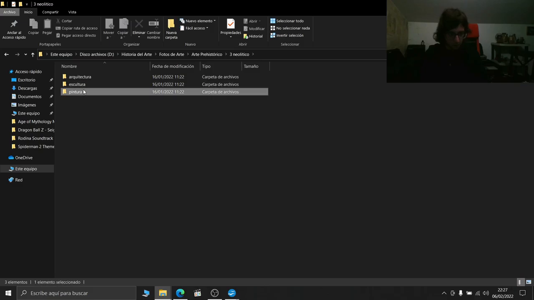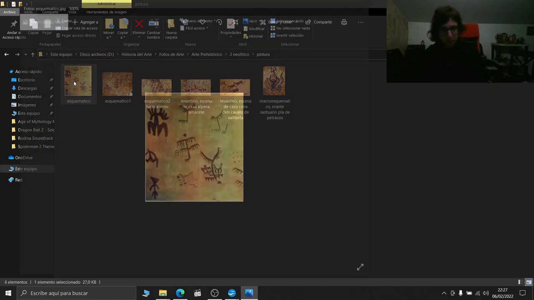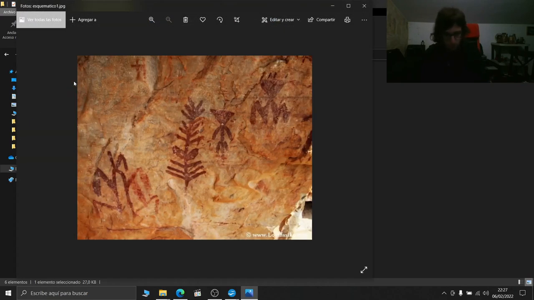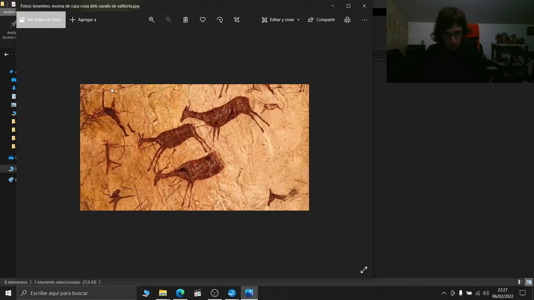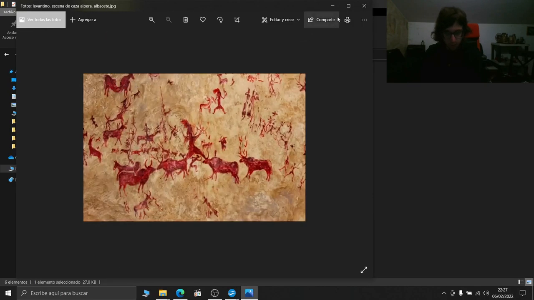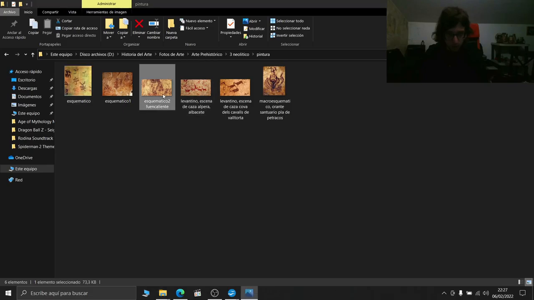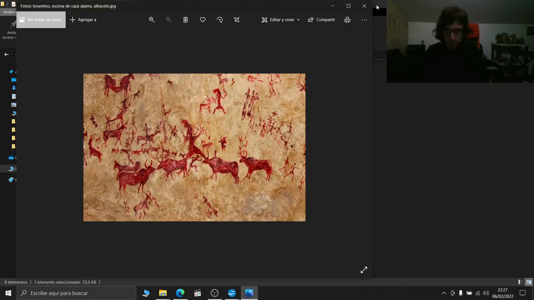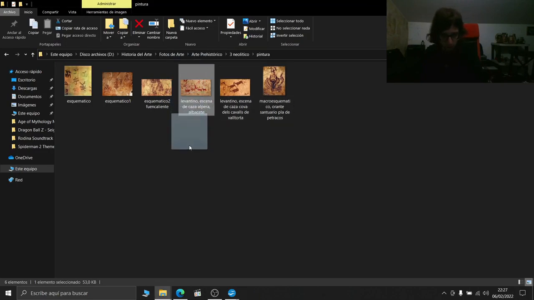Neolithic, one painting. One that is a good example. I think this one is a good example. This one is a good example. It's a hunting scene from Albacete. This is from Spain.